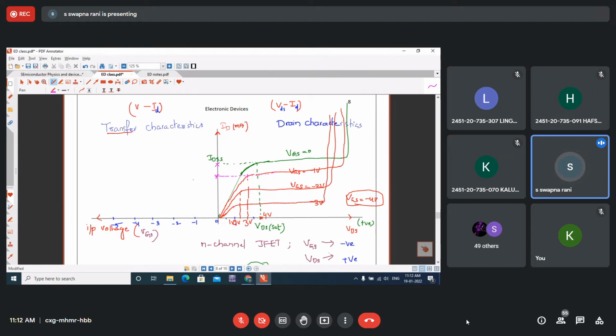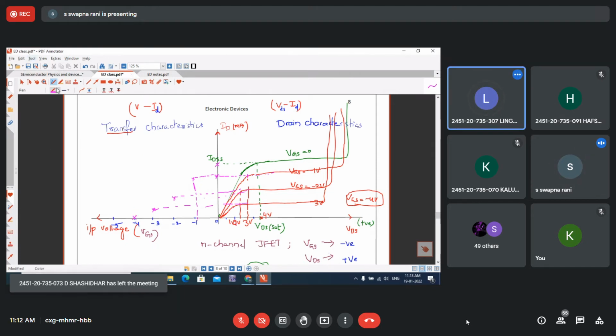So this is the current for VGS equal to -1, and this is the current for VGS equal to -2. This is the current for VGS equal to -3. And what is the current when VGS equal to -4? 0.